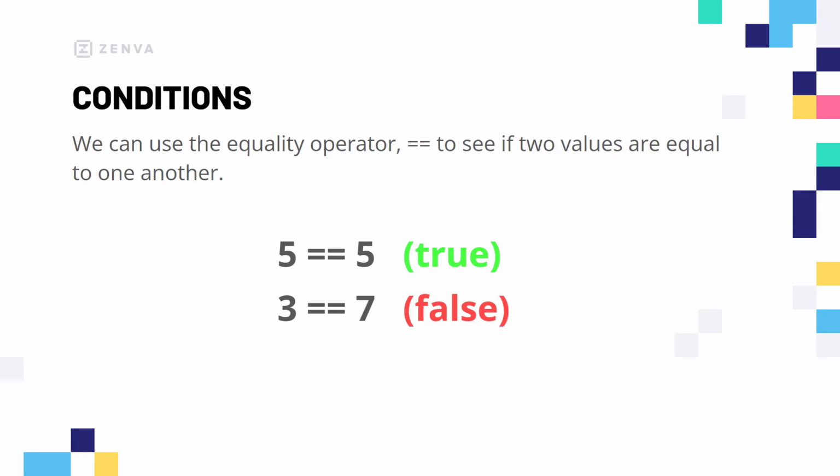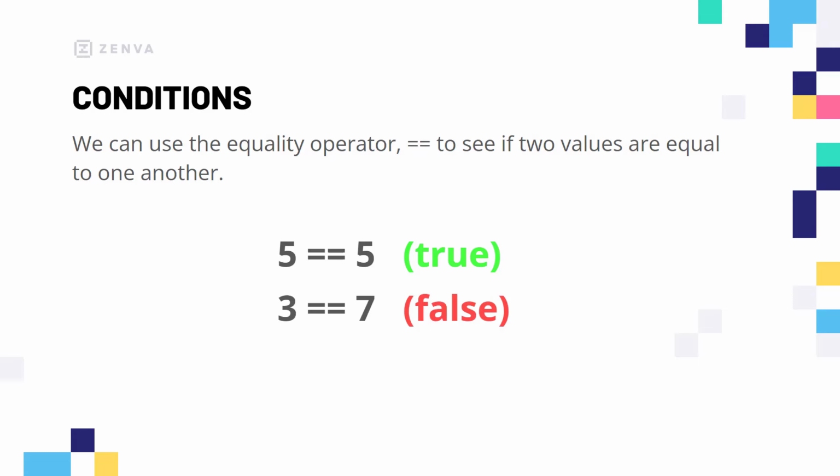For example, we can use the double equal sign for comparison. In this example here, I have 5 equals equals 5. That is essentially asking the computer, does 5 equal 5? That's correct, so that is a true statement. Otherwise, something such as 3 equals equals 7 is false because 3 does not equal 7.